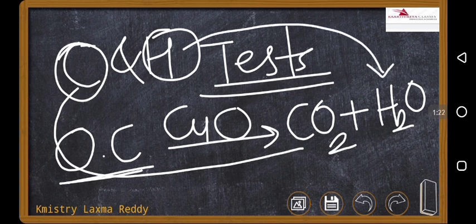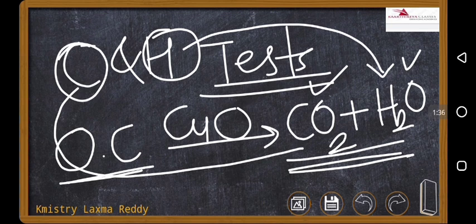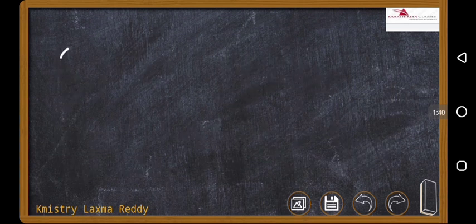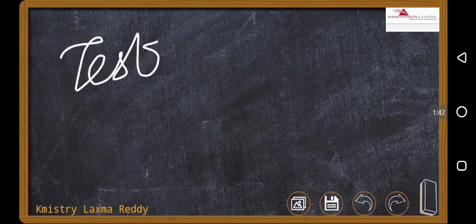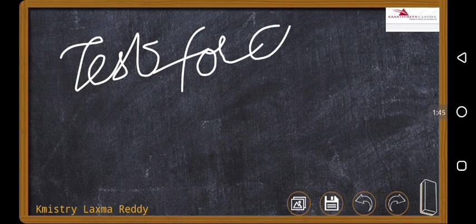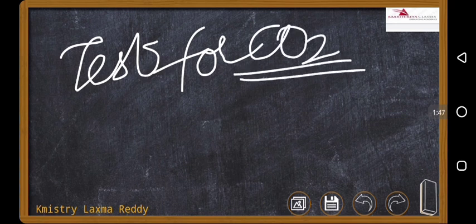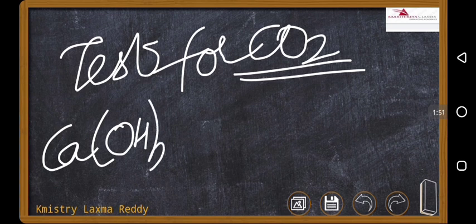So the same test we are going to use even in identification and quantitative analysis also. So here we'll go with qualitative. That means whatever the carbon is present and hydrogen is present, they are converted into carbon dioxide and water respectively. As we know, test for carbon dioxide, that is lime water test, calcium hydroxide.